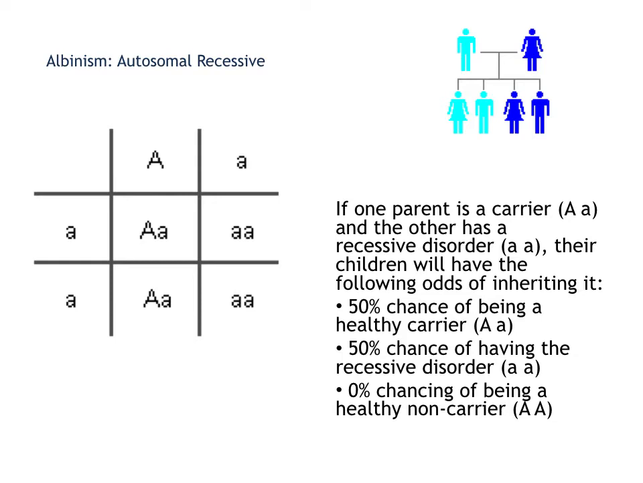So here we have all of our combinations of possible zygotes that are formed in the boxes: big A, little a, or little a, little a. So if one parent is a carrier and the other has a recessive disorder, their children will have the genotypes big A, little a, or little a, little a, exactly like the parents. So you have a 50% chance of being a healthy carrier, a 50% chance of having this recessive disorder, and a 0% chance that you will be a healthy non-carrier.